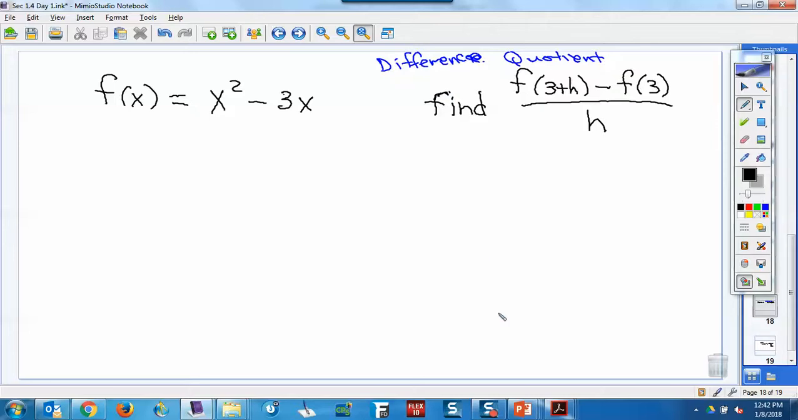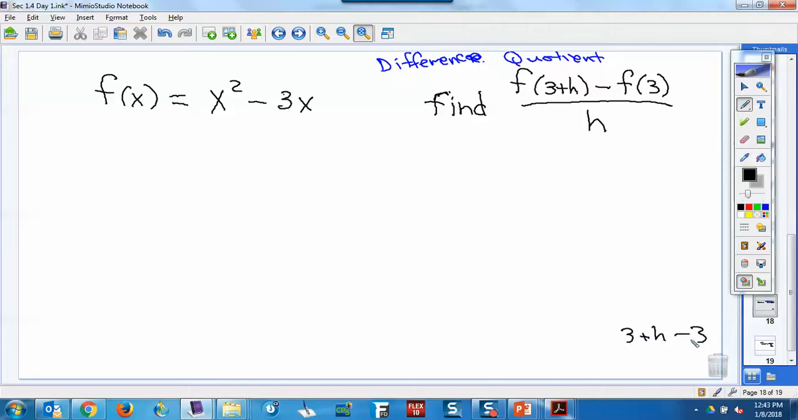If you think about it, f of 3 plus h and f of 3, those are the outputs when you put in a 3 and a 3 plus h. Well, if the inputs are 3 and 3 plus h, the first point is 3, the second point is h units over, so 3 plus h. So that's 2 points. And so what we've done on top is subtract their y values, and on the bottom, if you subtract their x values, what would be 3 and 3 plus h subtracted?